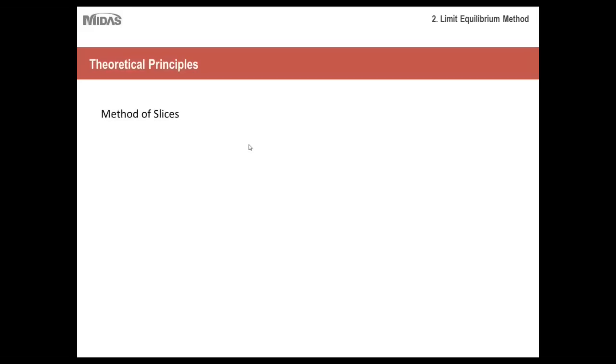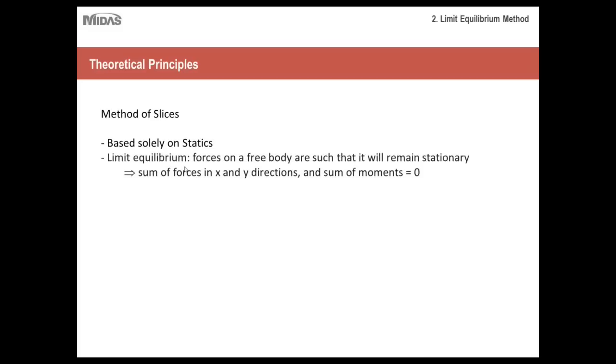Okay, so to go more into detail about the method of slices. First, it's based solely on statics. Because it's based solely on statics, what we're assuming is that all the slices are currently in equilibrium. Because the forces are in equilibrium, the forces act on each free body, or on each slice, such that it will remain stationary, and therefore all the forces, as well as the moments, should add up to 0. And then the resulting computed forces may not represent the actual field conditions.